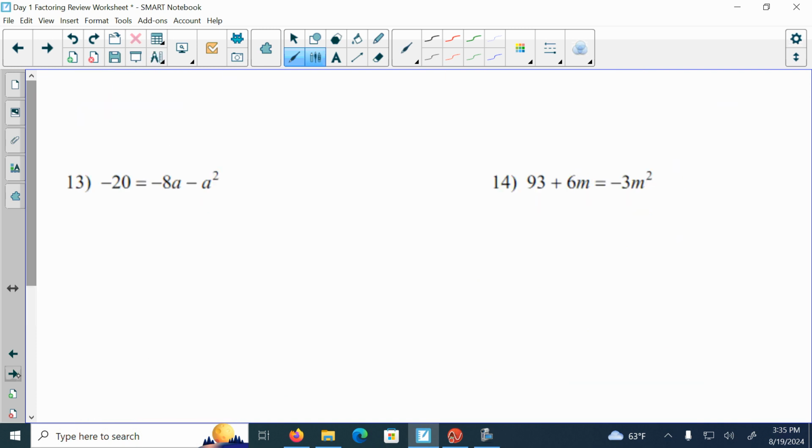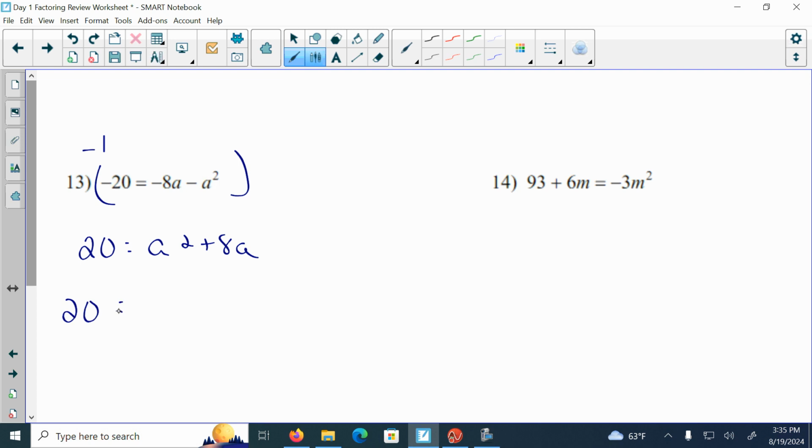Okay, doing the next one, they're all negative. Let's just multiply everything by negative 1. And then 20 is equal to a squared plus 8a. I rearranged the order at the same time. Now I'm going to complete the square. My variables are on one side, the constants on the other.